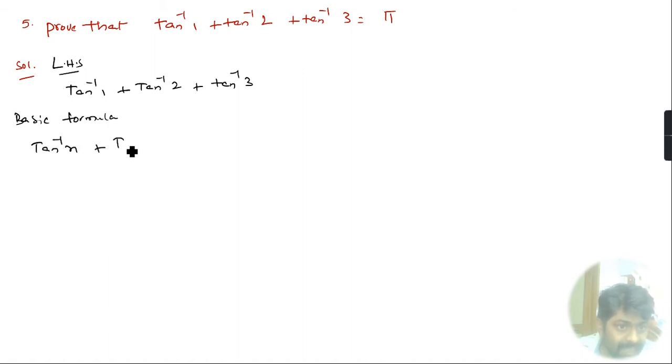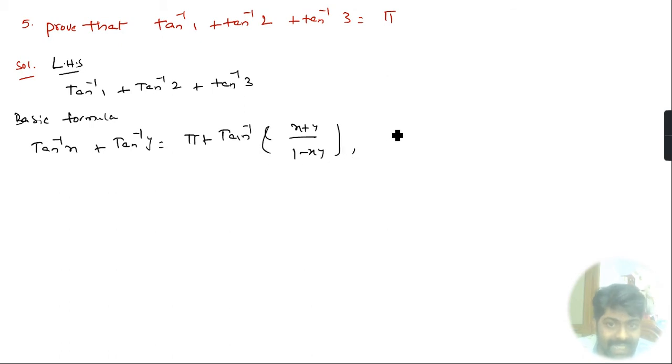tan inverse x plus tan inverse y is equal to pi plus tan inverse of (x plus y) by (1 minus xy), and here the condition is x into y is greater than 1. Here, what is the x value? The x value is equal to 1 and the y value is equal to 2. 1 into 2 is nothing but 2. 2 is greater than 1.